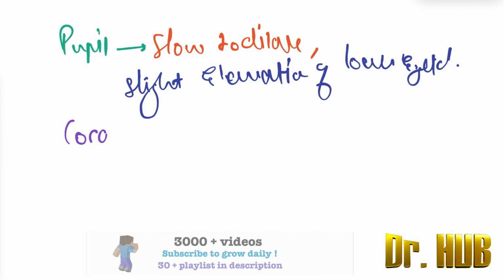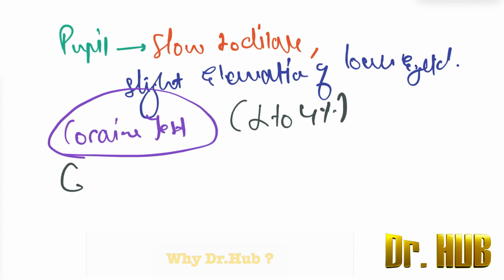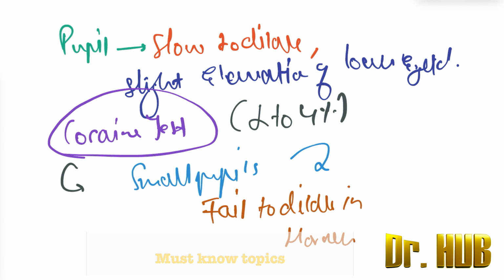Next, we are going to look at something known as the cocaine test. So what is meant by the cocaine test? The cocaine test uses about 2 to 4% cocaine, and the small pupils fail to dilate in Horner syndrome.